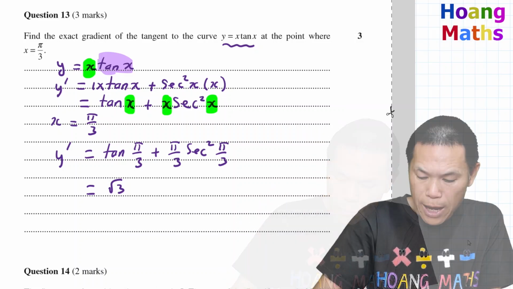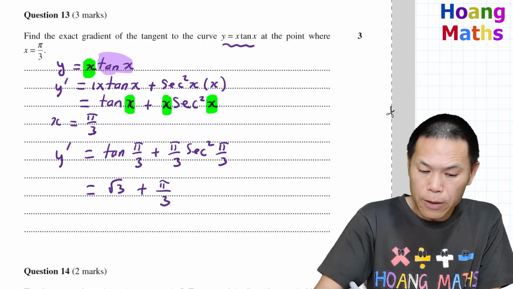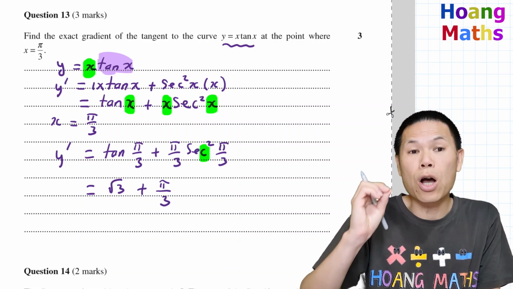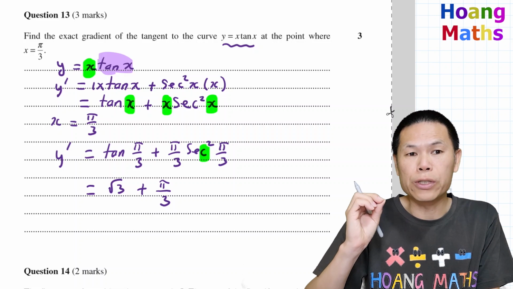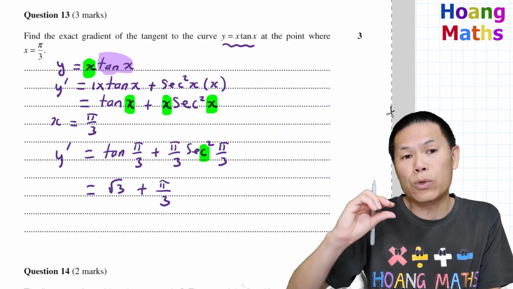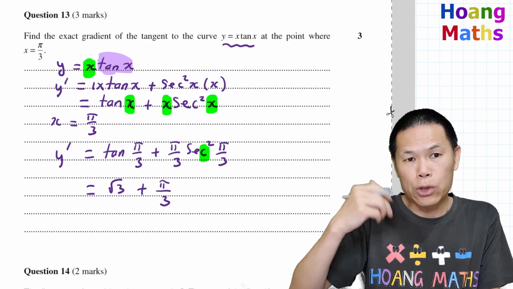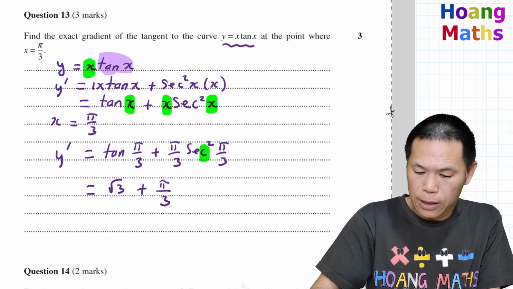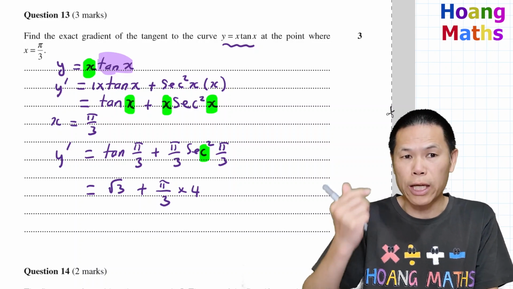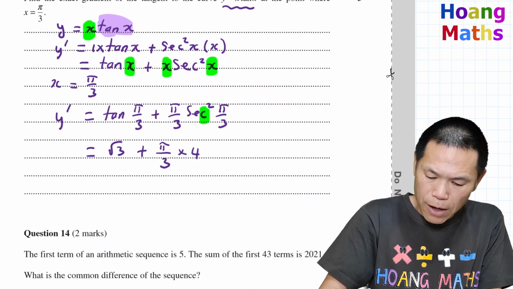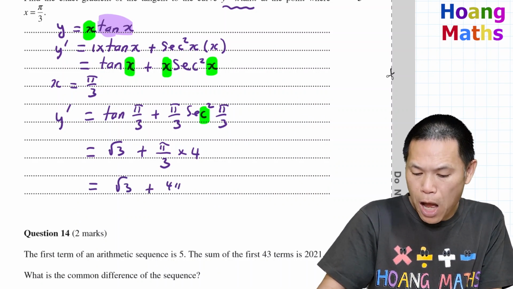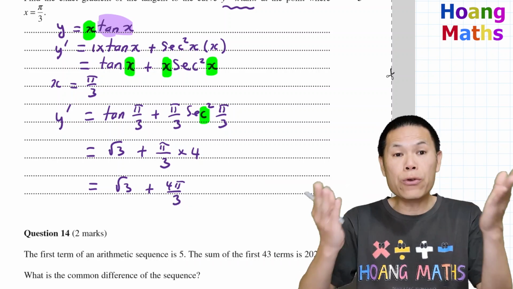Then we add pi over 3. Now sec squared: the C is for cos, so we just need to work out cos of 60 degrees, because pi over 3 is 60. Cos of 60 degrees is a half, but because it is sec of 60 degrees, we just flip it. A half flipped becomes 2, and 2 squared gives me 4. So the answer is 4. Again, you can always use a calculator in the same manner and you should get the answer. Now, simplify this: that gives me square root of 3 plus 4 pi over 3. There you go.